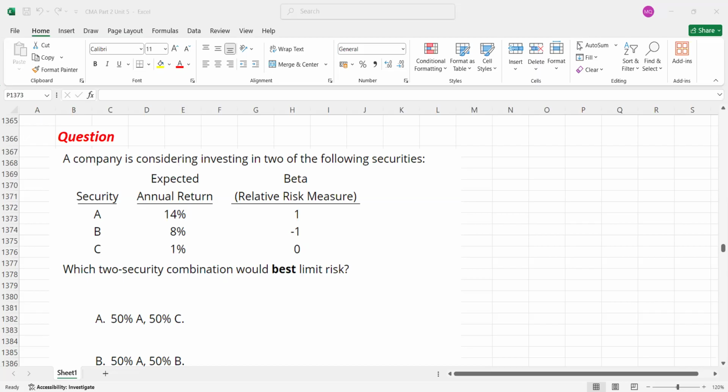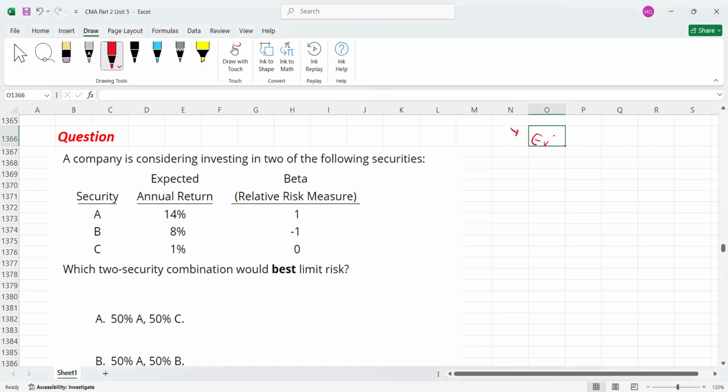So guys, today we are going to practice certain exam standard questions related to portfolio management. Last time we discussed portfolio management and how to calculate the expected rate of return. Then we also discussed how to calculate the standard deviation, and then how to calculate the coefficient of variation.